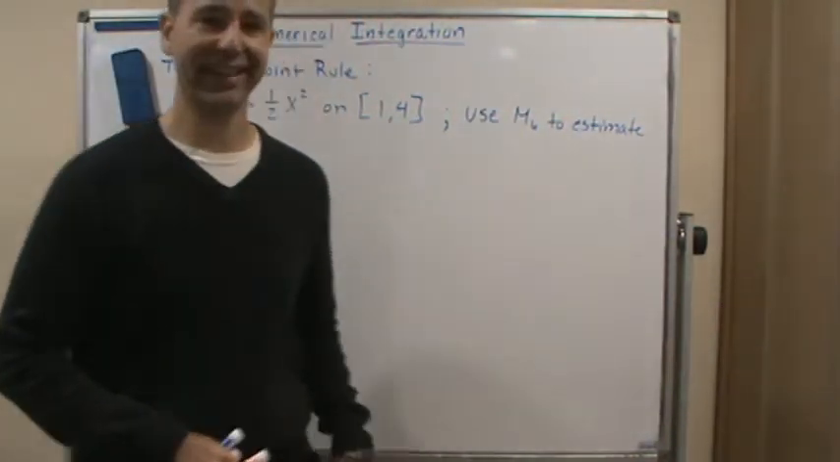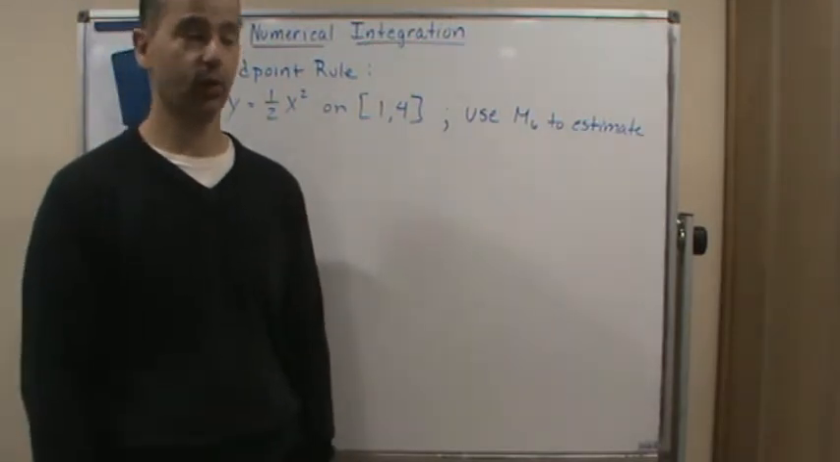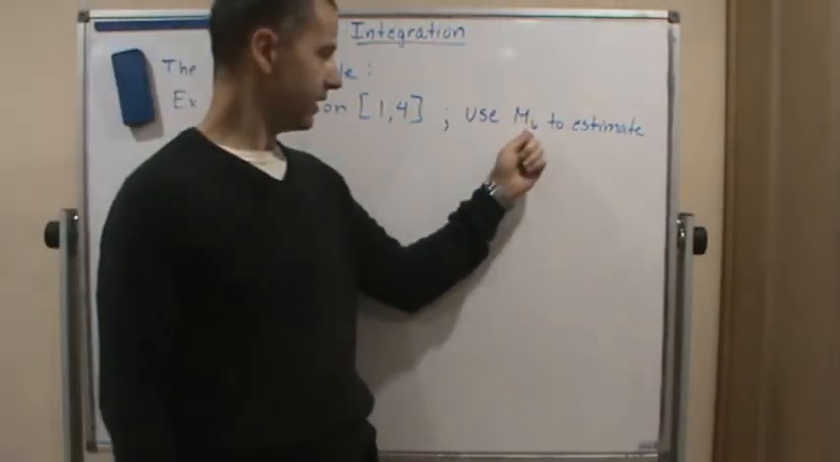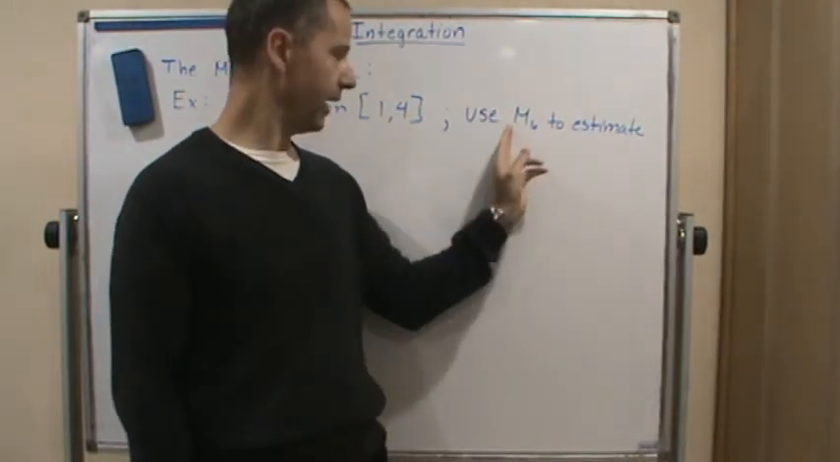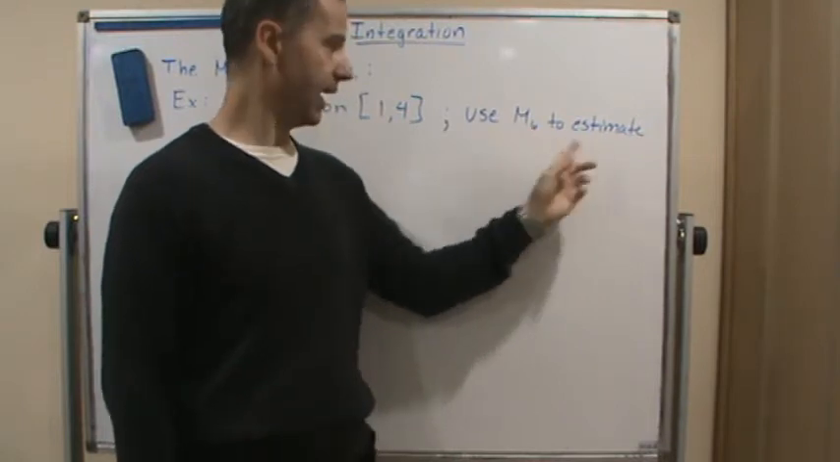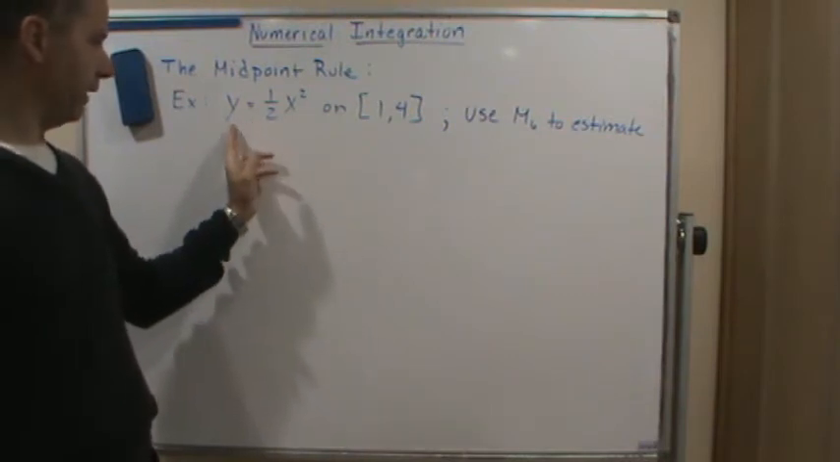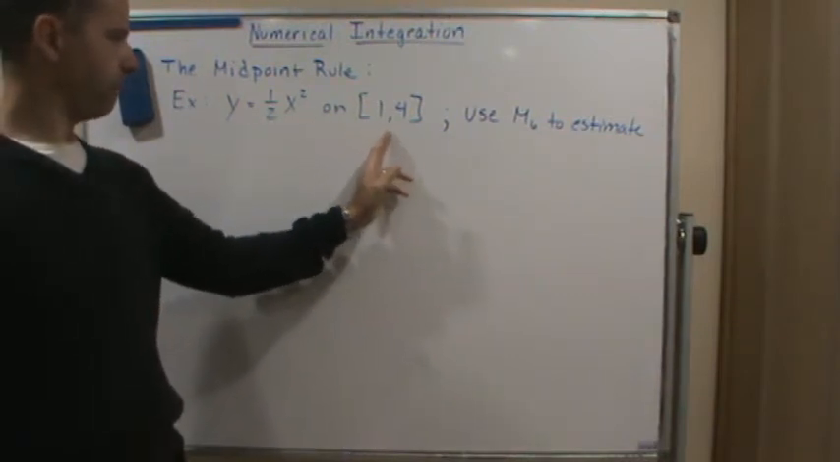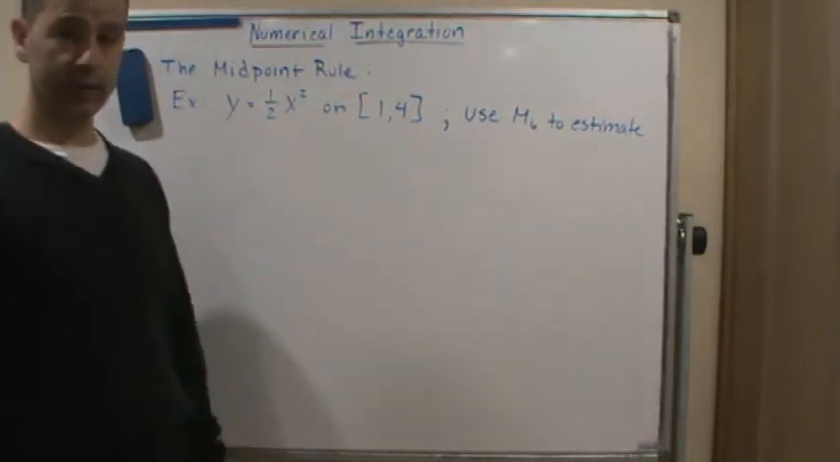Okay, so welcome back. In this video, we're going to do the same thing that we did before. We're going to use M6 to estimate. We're going to use 6 subintervals, so we're going to use the midpoint rule for 6 subintervals to estimate the area under this function, the integral of this function, over this interval.